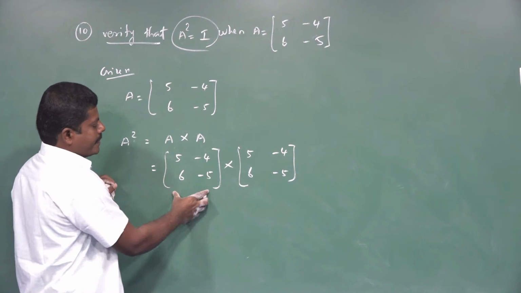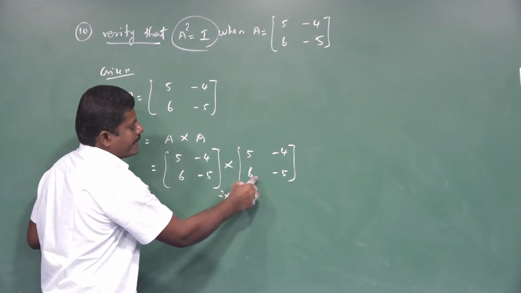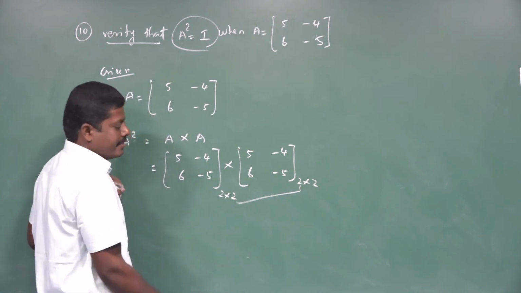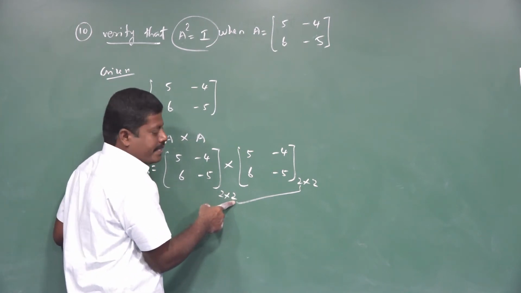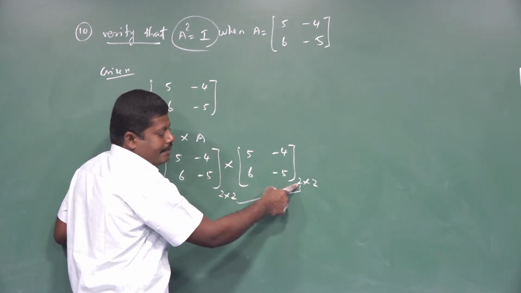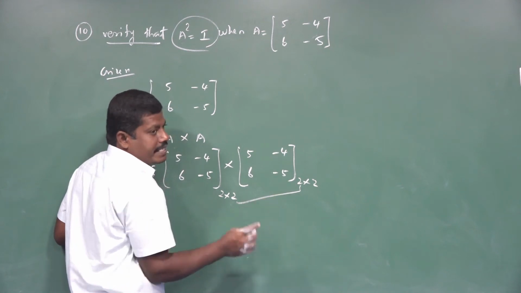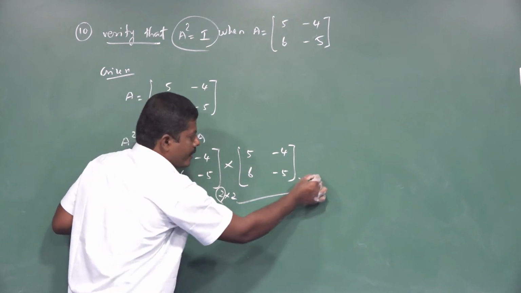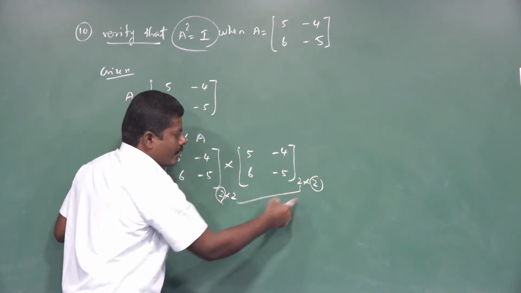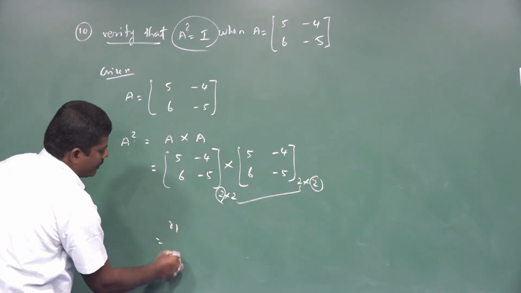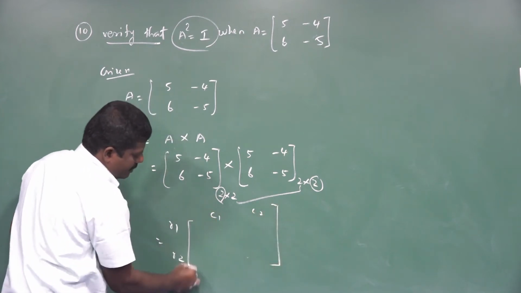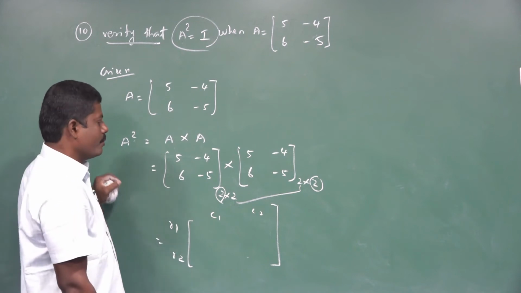Understand? The first matrix order is 2 by 2 and the second matrix is also 2 by 2. So matrix multiplication is possible. Already said, the number of columns in the first matrix is equal to the number of rows in the second matrix. Therefore matrix multiplication is possible. Our result order is 2 by 2: 2 rows and 2 columns, row 1, row 2, column 1, column 2.